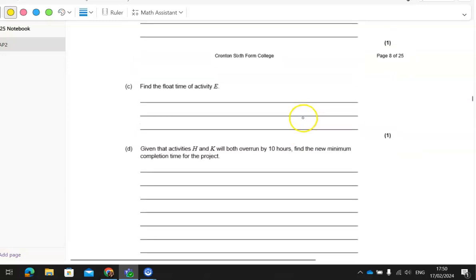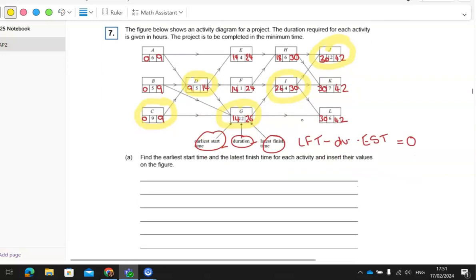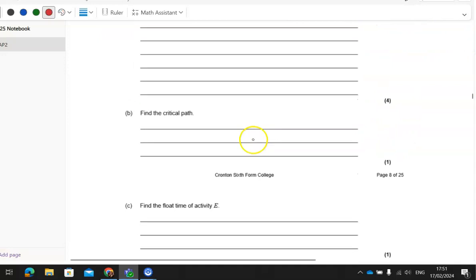Right, the float on E. So the float on E is going to be the finish time, which is 24, take away 4, take away 14, which gives you 6. So the 6 minutes float time on E.